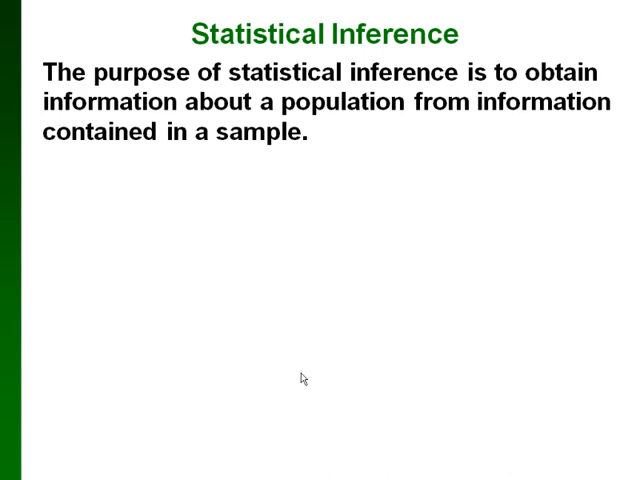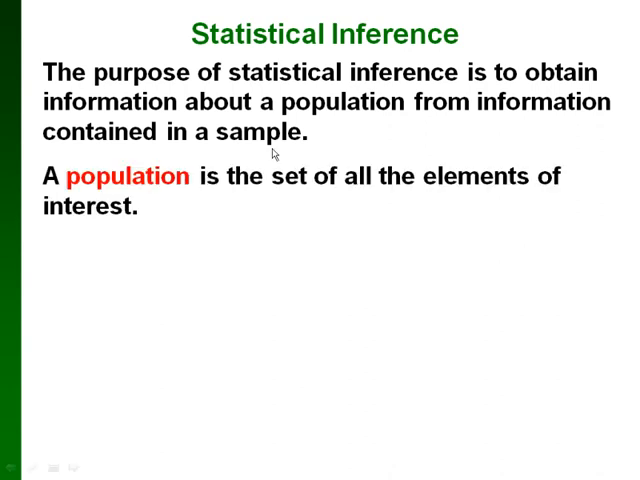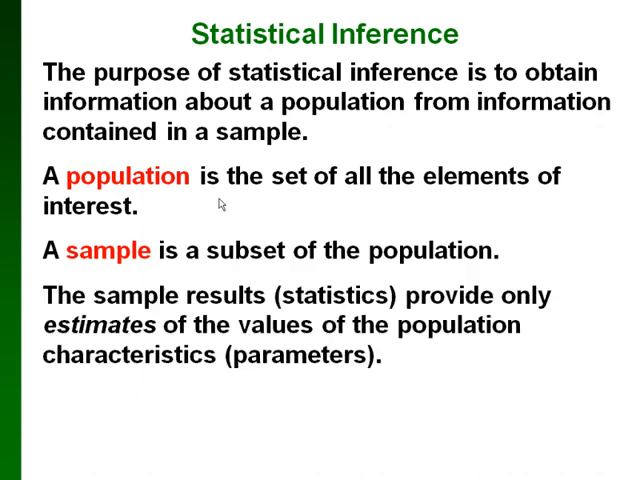First, we're going to talk about statistical inference, and the purpose of statistical inference is to obtain information about a population from information that we get from a sample. And remember, we talked in Chapter 1 about the difference between a population and a sample. Population is all of the elements that we're interested in, and a sample is a subset of that.